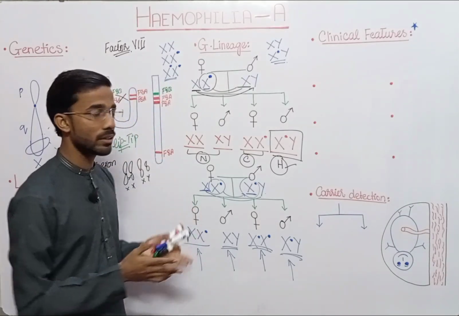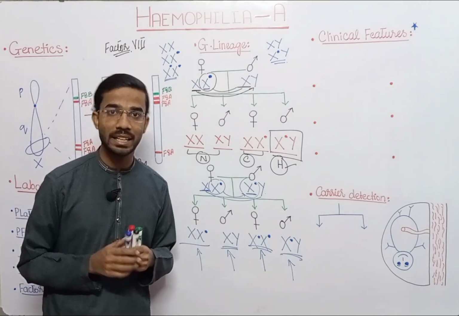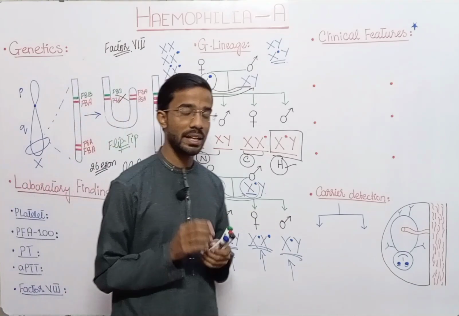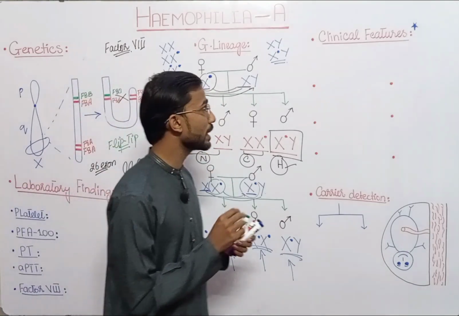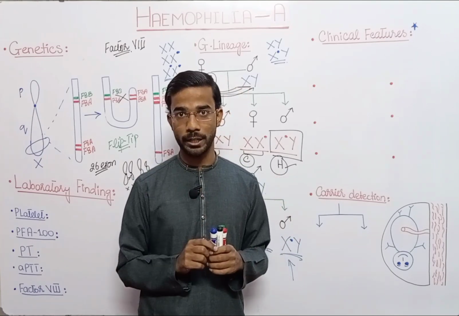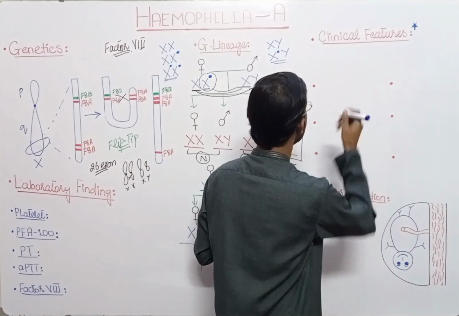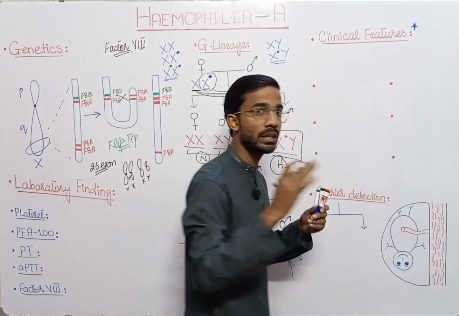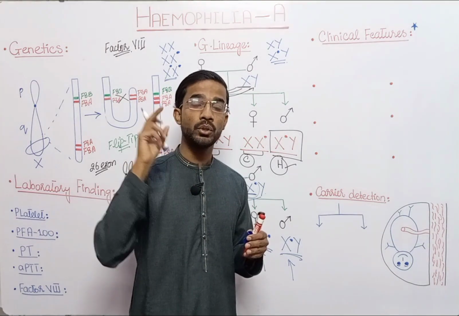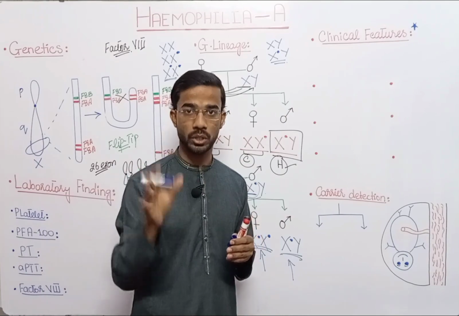So this is the general overview that will help you in understanding the genetic lineage of hemophilia A. Next, if we talk about the clinical features, before we discuss them, you should know the most important point. You should know that two components are important in the formation of a clot. When someone gets injured, then two important components should be active in the formation of the clot.